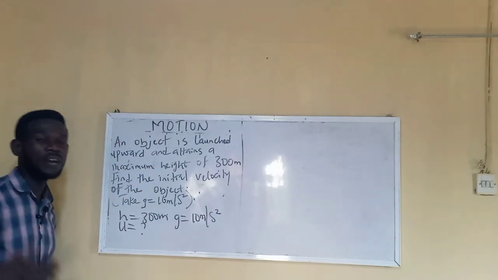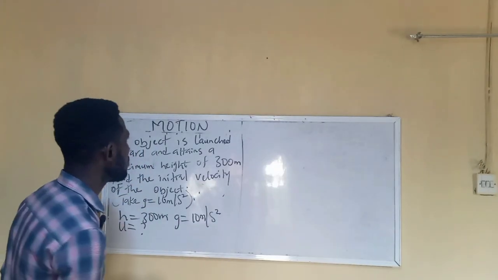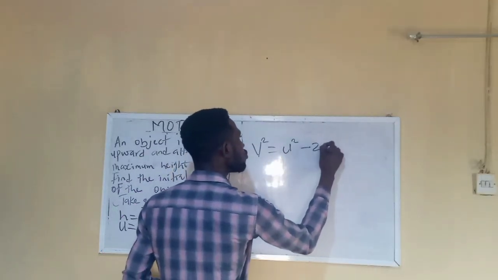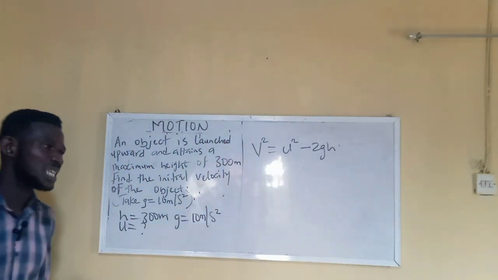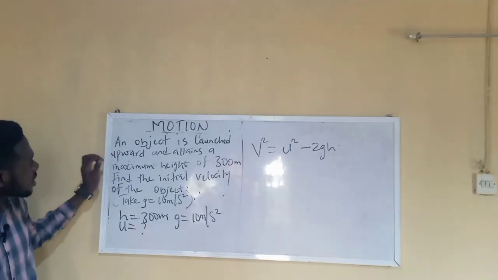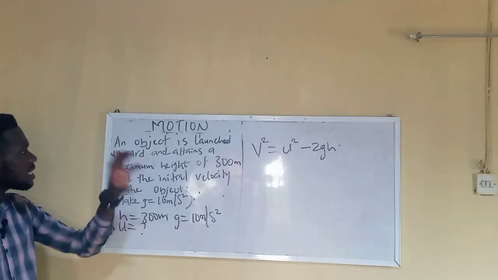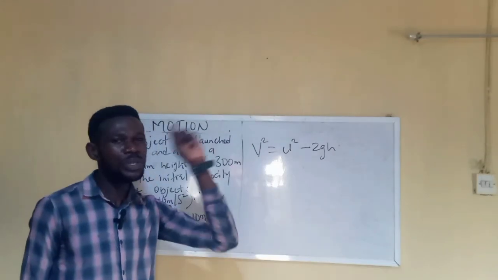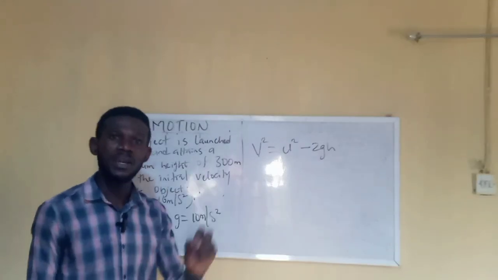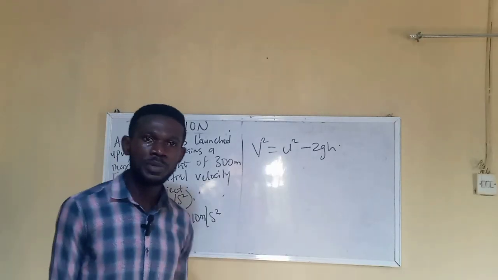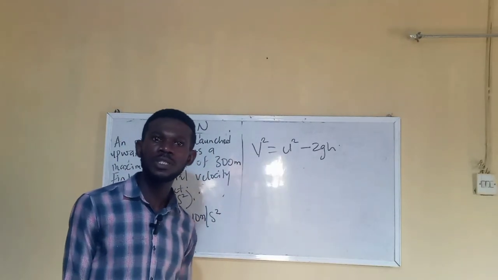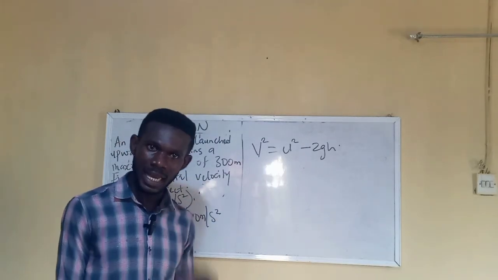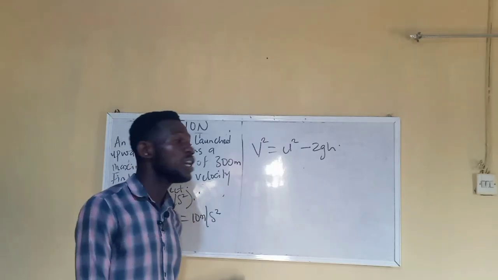So in this case, we have several equations of motion. We will be working with v squared equals u squared minus 2gh. Now, why are we working with minus instead of plus? Because it's thrown upwards and it attains a maximum height. So it is going upwards, which is against gravity. As far as your object is having a motion that is opposing the direction of gravity, your g is meant to be minus. Please bear that in mind. Your g is meant to be minus.